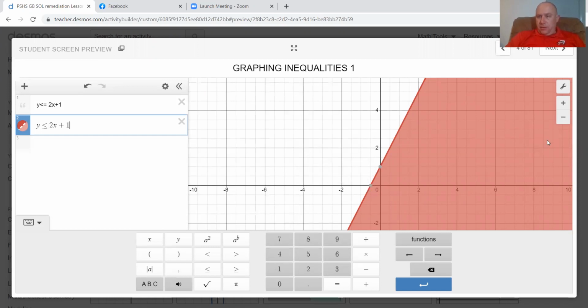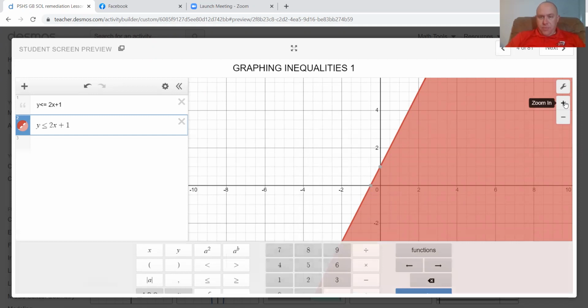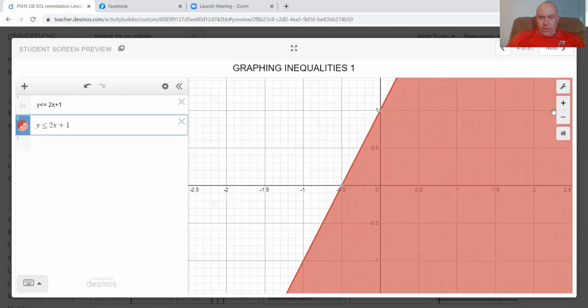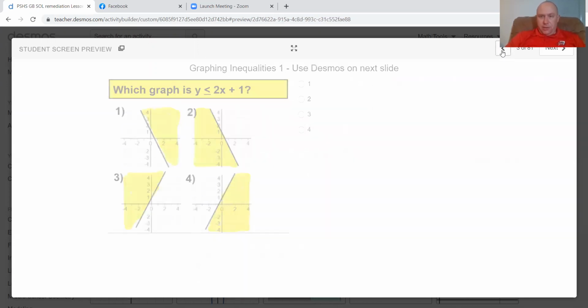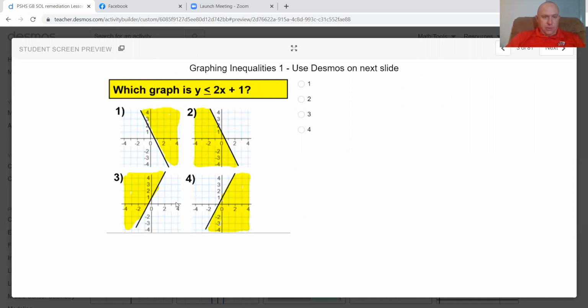So a few things we should be looking at here is we should certainly be focusing if it's a solid or a dotted line. We should also be looking at where does it cross the y-axis and where does it cross the x-axis and which side is actually shaded. So let's go back and see which one's the closest.